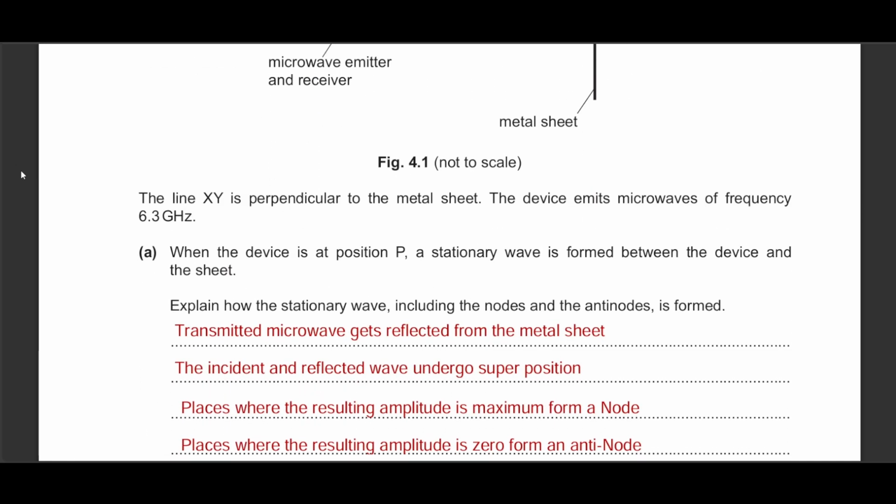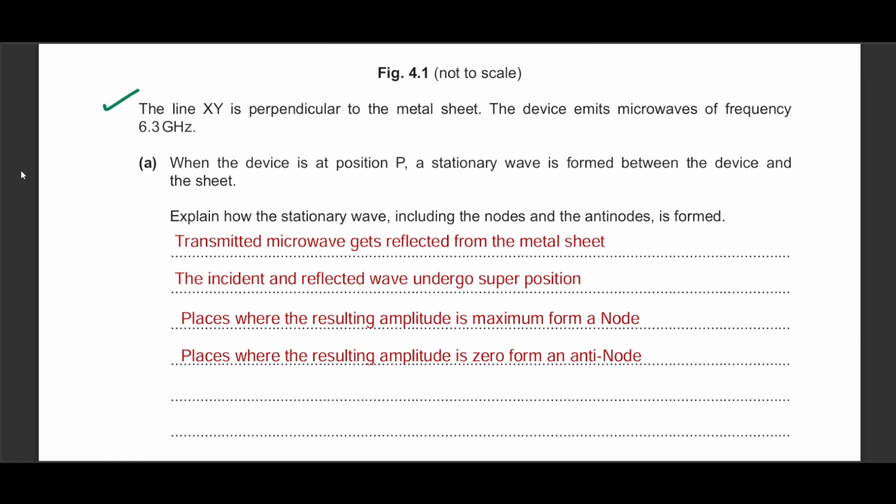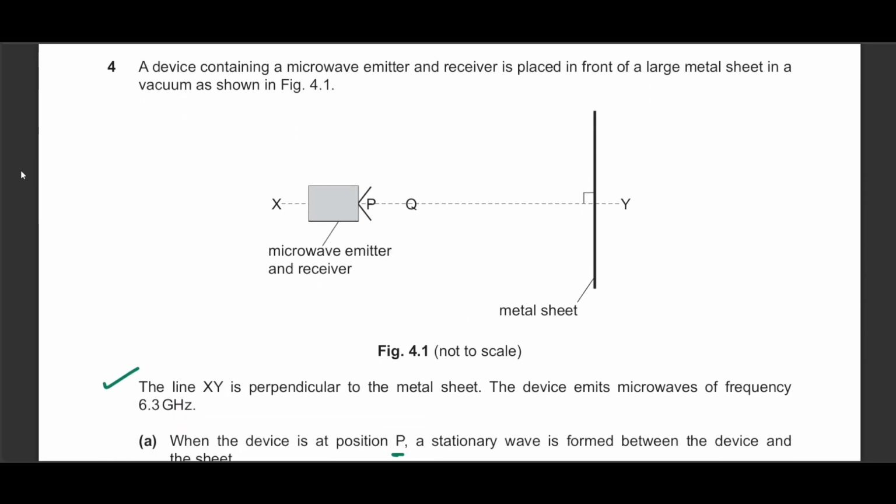The line XY is perpendicular to the metal sheet, the device emits microwave frequency, everything's fine. When the device is at position P, a stationary wave is formed, okay, good. How is it being formed? Please be advised that the method is very, very simple. The emitter emits the wave first, and the wave travels towards this metal plate. We're using a metal sheet because microwaves can reflect back from it.